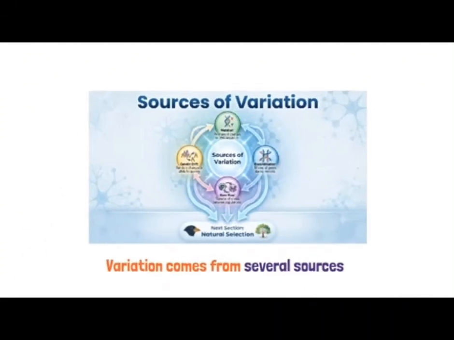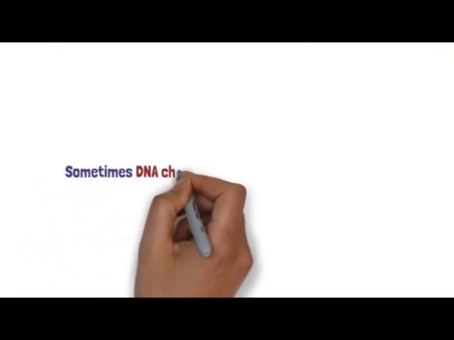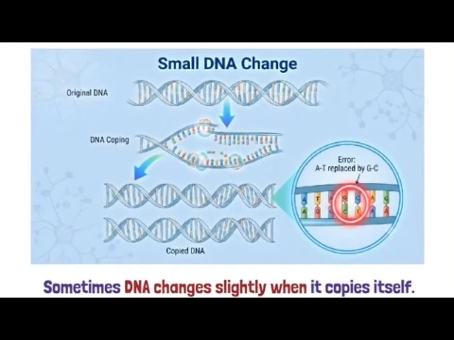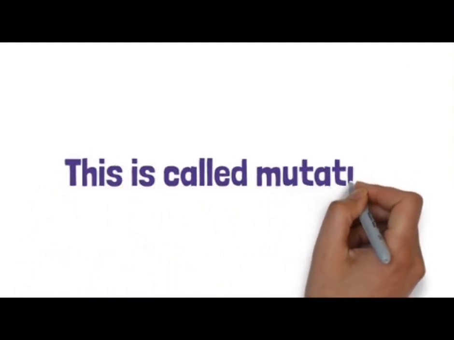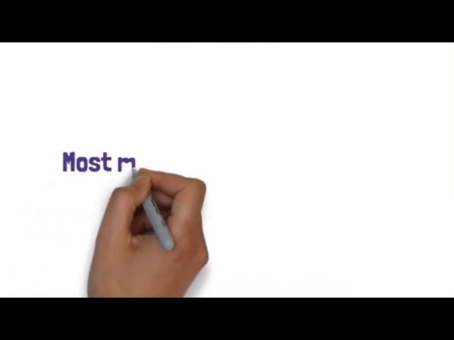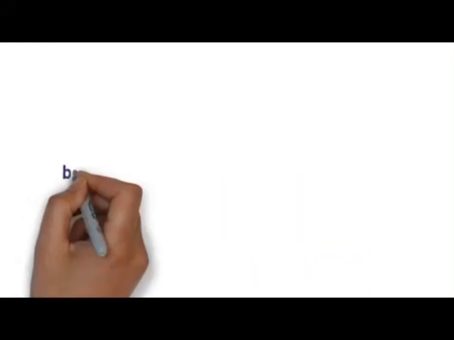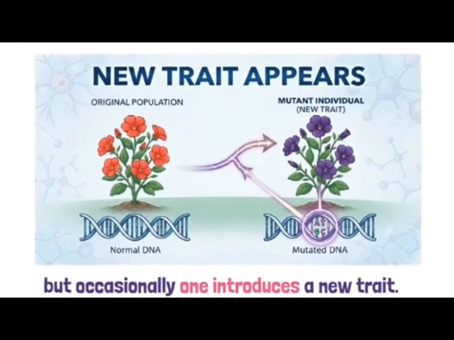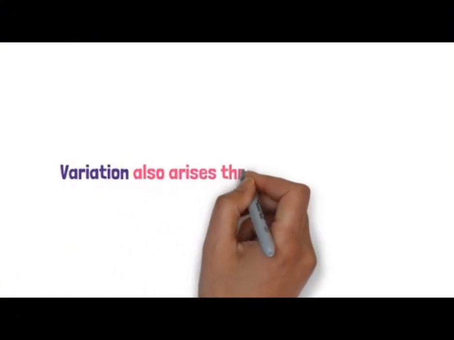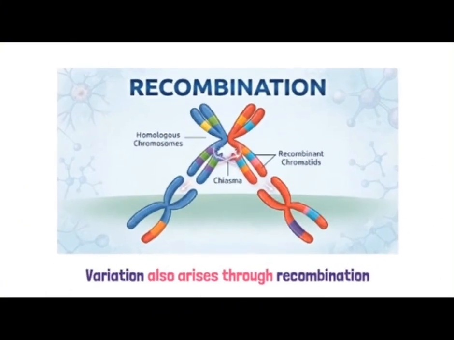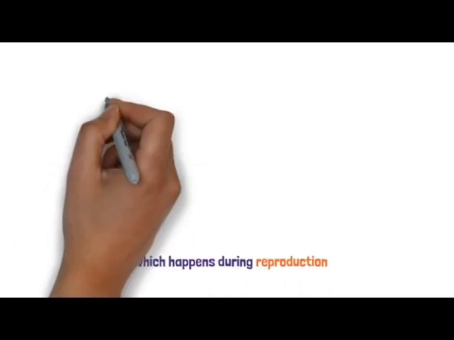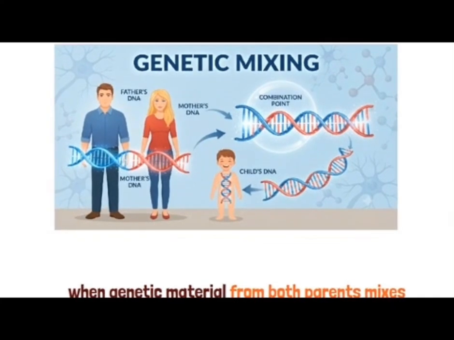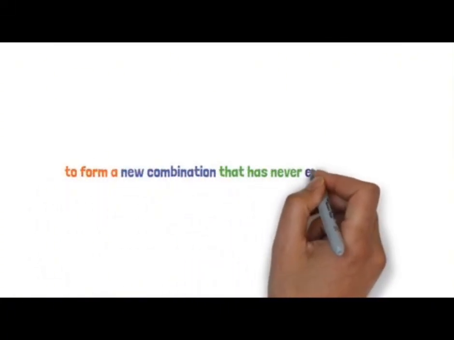Variation comes from several sources. Sometimes DNA changes slightly when it copies itself. This is called mutation. Most mutations have no effect, but occasionally one introduces a new trait. Variation also arises through recombination, which happens during reproduction, when genetic material from both parents mixes to form a new combination that has never existed before.